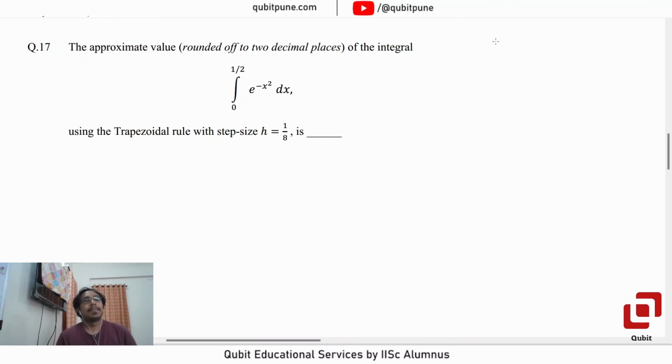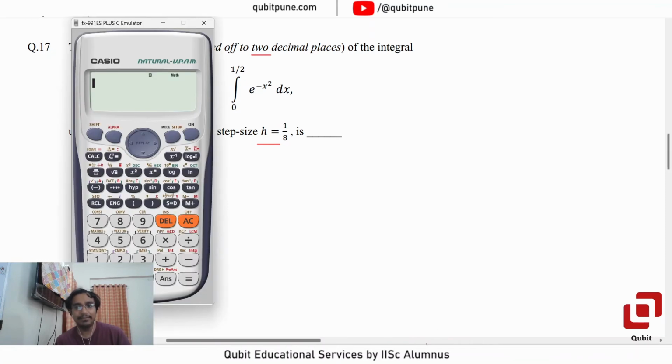Question number 17. The approximate value rounded off to 2 decimal places of the integral from 0 to 1 of 2 e to the power negative x squared dx using the trapezoidal rule with step size h equal to 1 upon 8. Now, this is an extremely easy problem, but it is time consuming because you have to find everything on the calculator. And that on-screen calculator is very inconvenient to use. So it's definitely worse than this one. So I'm going to use this to find the values.